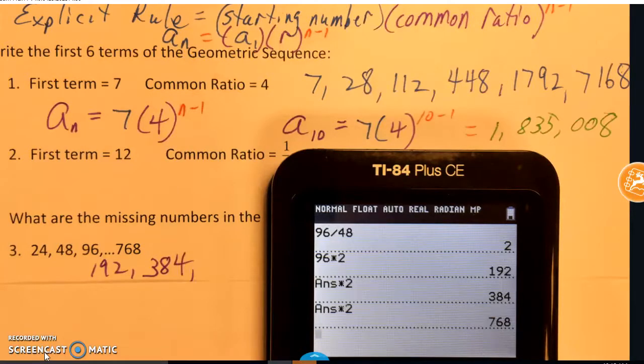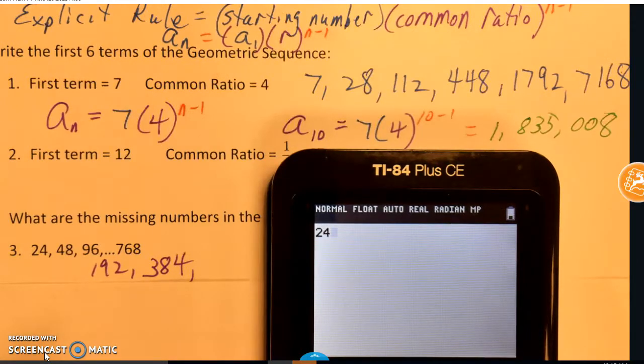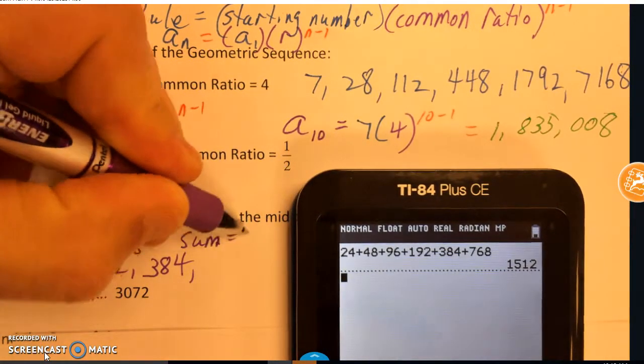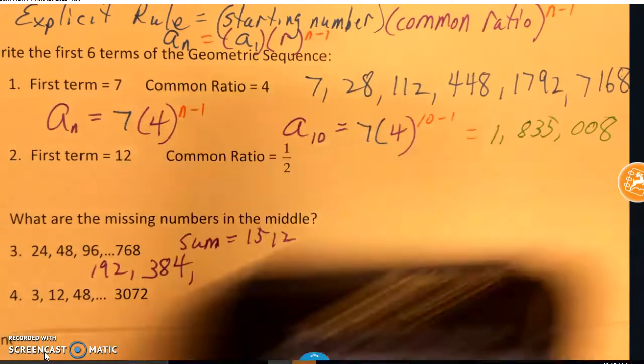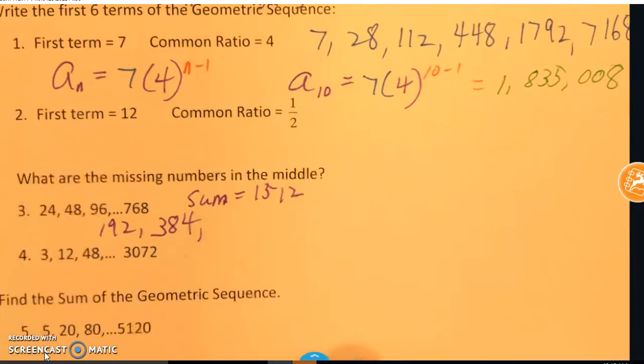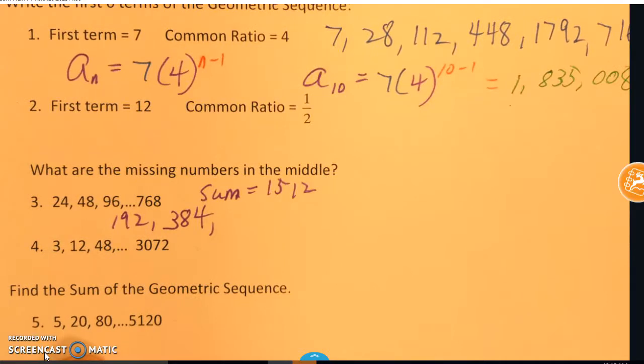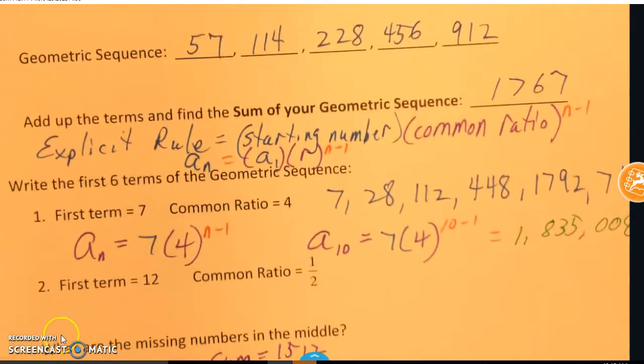Now, if I want to find the sum of that sequence, I just add all those guys up. So we have 24 plus 48 plus 96 plus 192 plus 384 plus 768. So the sum of this sequence would equal 1,512. All right, I did one. You finish this. Find the sum of this geometric sequence. If you want a little extra test practice, find the explicit formula for that, or the explicit rule. Excellent. Have a great day.